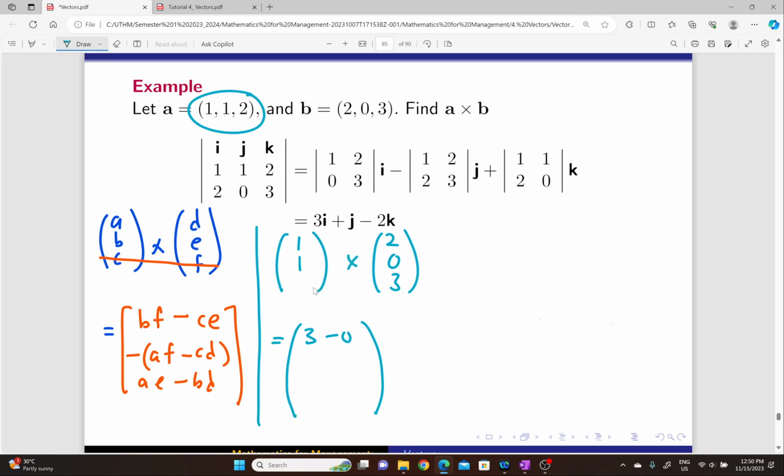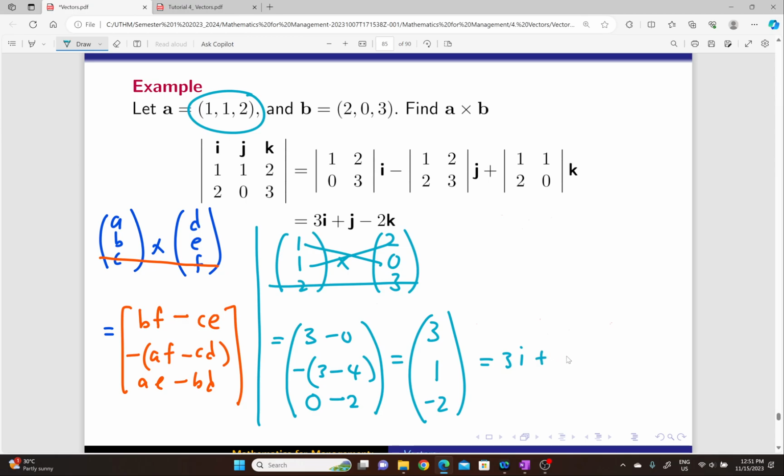And then I cancel this, multiply this, I put a minus here, multiply this 3, this one becomes 4 minus. Last one, cancel this, 0 minus 2. So this is actually 3, negative 1, negative 2, and you can write it as 3i plus 1j, just put j there, and minus 2k.